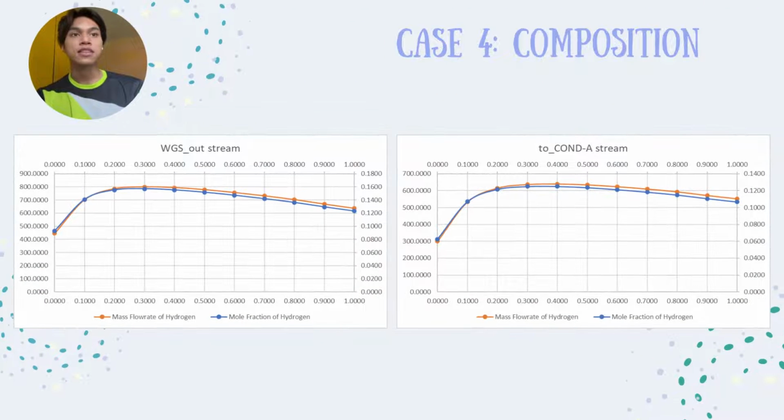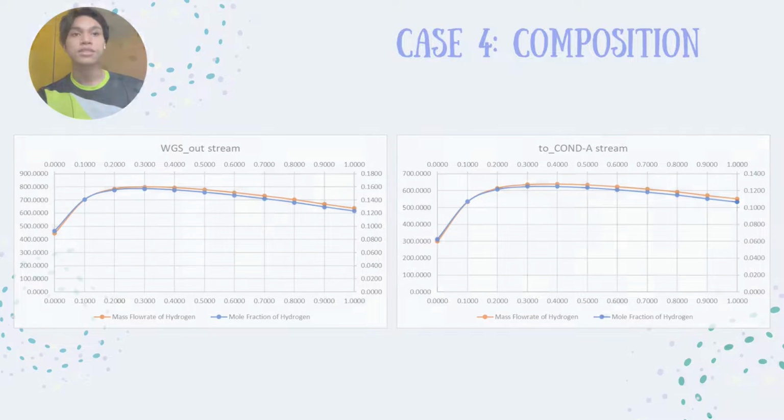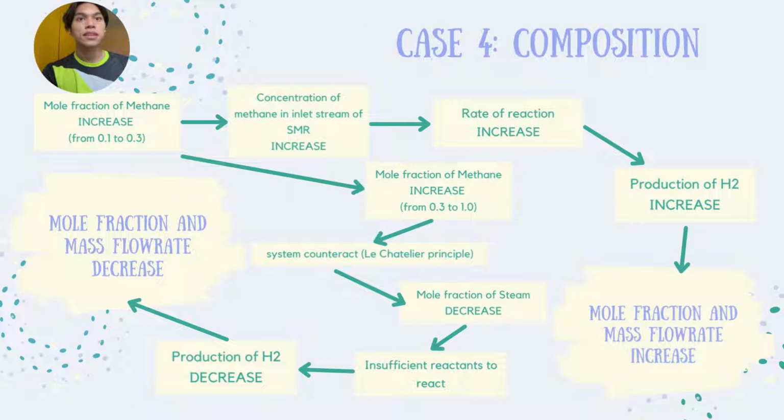The final case is the effect of composition on the reactor performance. Both graphs show that as the mole fraction of methane increases, there will be an increase in production of hydrogen. However, after a certain composition, the production of hydrogen begins to decrease. As the mole fraction of methane increases from 0.1 to 0.3, the concentration of methane in the inlet stream of the SMR increases. Thus, the rate of reaction inside the SMR increases, which also increases the production of hydrogen. Therefore, the mole fraction and mass flow rate of hydrogen increase.